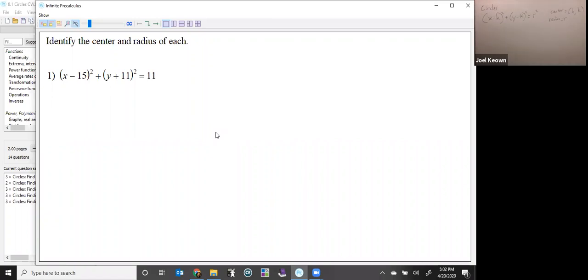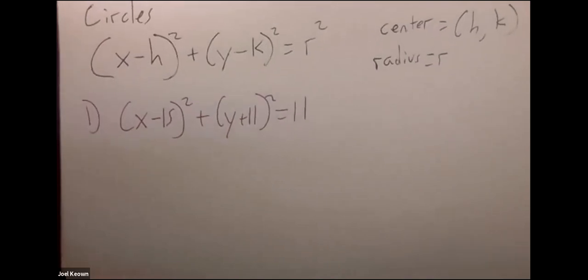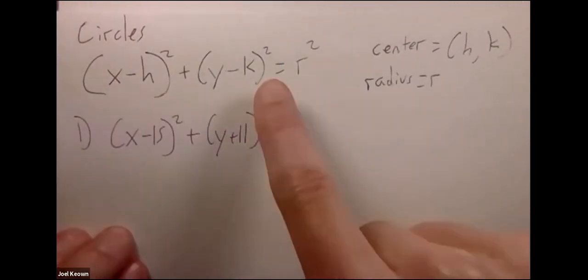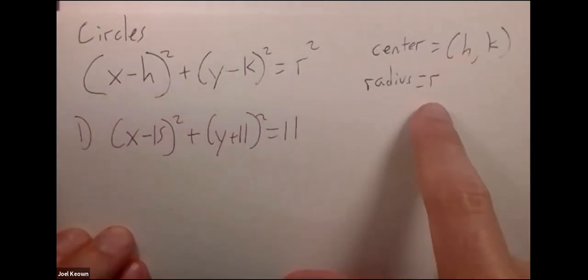So I'm looking at this equation. It says identify the center and the radius of each. Well, let's look at our formula right here. So, center and radius. I'm going to write down problem number 1. It says x minus 15 squared plus y plus 11 squared equals 11. So here's our equation. You see it matching. We just have to figure out what the center is and what the radius is.